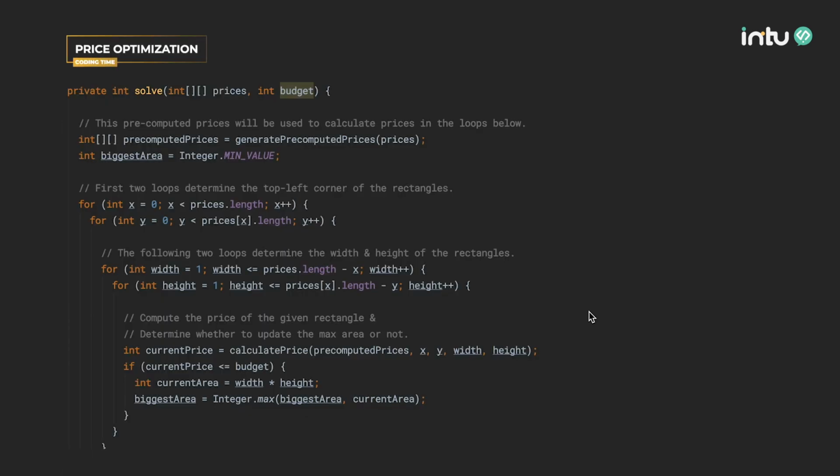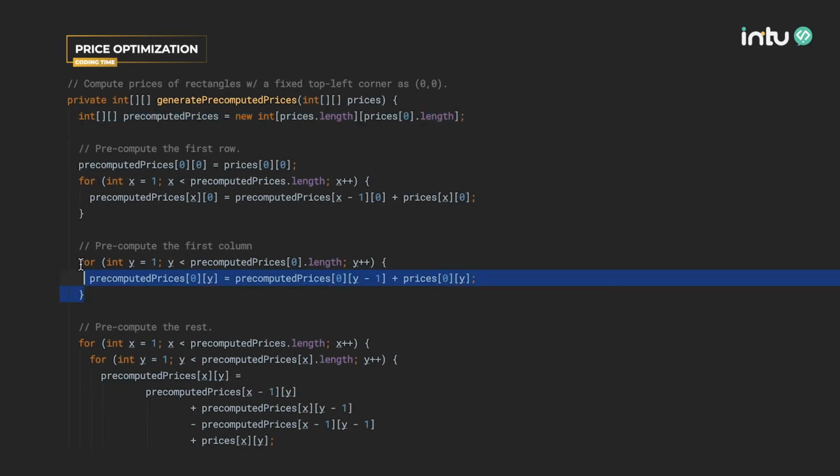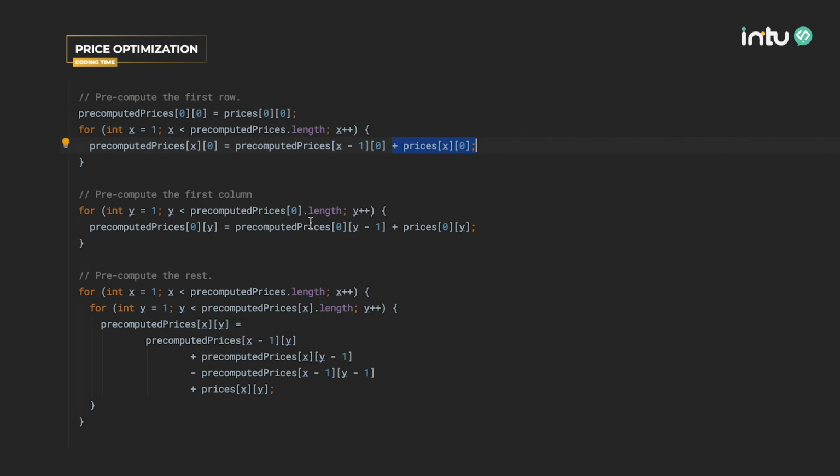Let's see how we can code the optimization on price calculation. It's really similar to brute force approach we discussed earlier. We just need to have a pre-computed prices and we use that to calculate the price. Let's see how we can generate the pre-computed price. First, we create an array to hold the pre-computed prices, and we pre-compute the first row and first column separately to avoid boundary checking. When we calculate the accumulated sum for the first row, it's basically x minus 1 accumulated sum plus its current price. Similar for the first column, it's y minus 1 accumulated sum plus the current price.